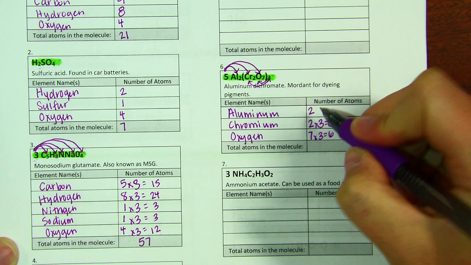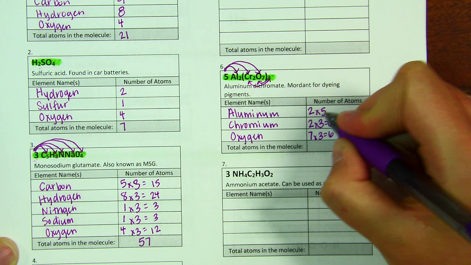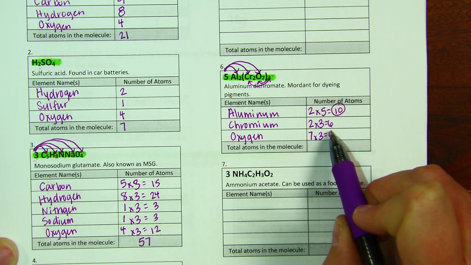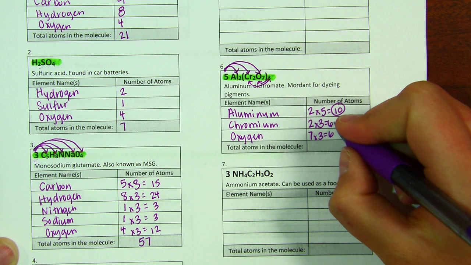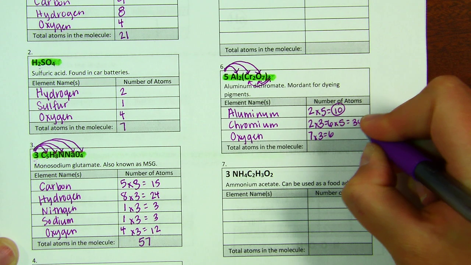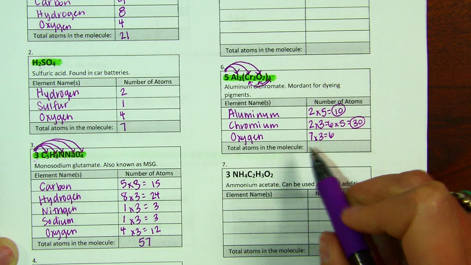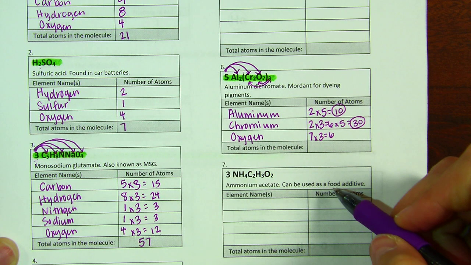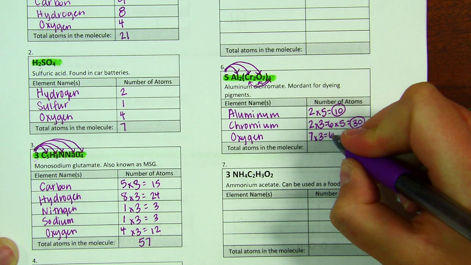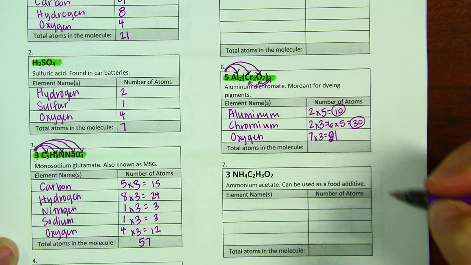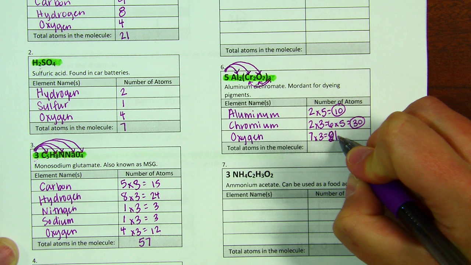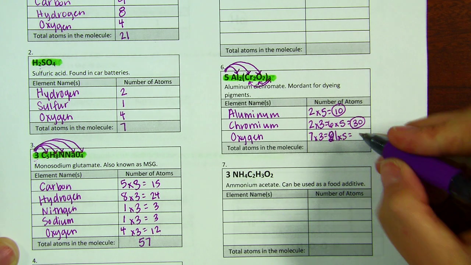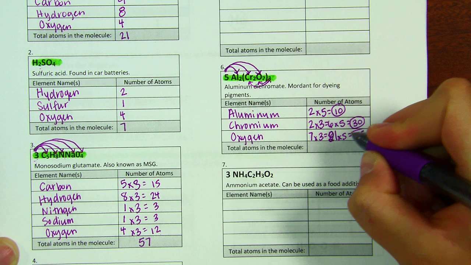So then I would come down here, multiply my 2 by 5 to get a total of 10. Right now I have 6 chromium. I'm just going to keep on multiplying. Times 5 to get a total of 30. Same thing with oxygen. I had, I don't know why I put 6 there. I'm so sorry. That should have been a 21. And I'm going to keep on multiplying. Times 5. 21 times 5. That gives me a total of 105.